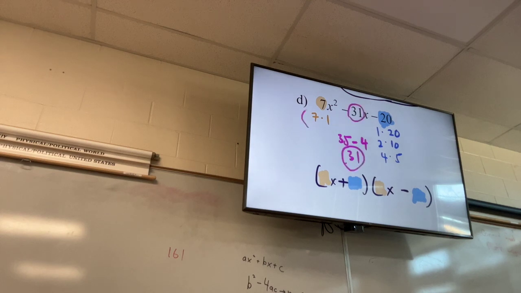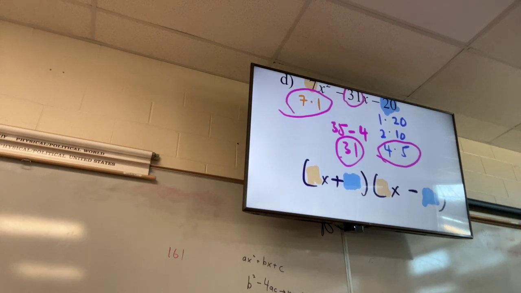So these are the two pairs I want. Remember, the 7 needs to be on the outside. It's an outer number, so it needs to go here. The 5 is an outer number, so it's going to go here in this blue spot. Then the blue inner, then the orange inner.